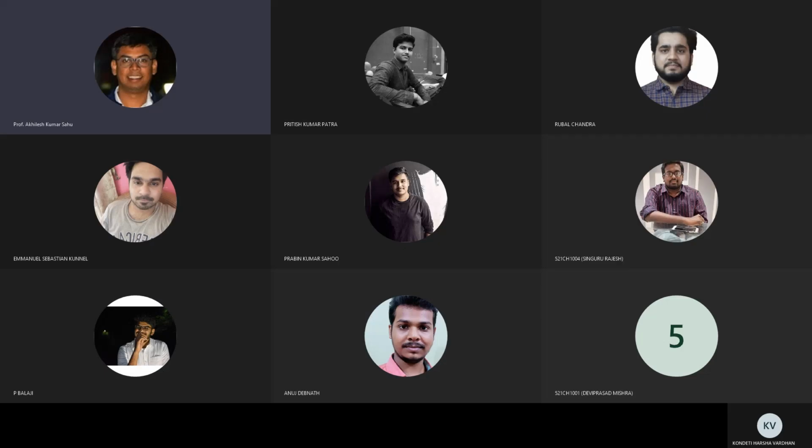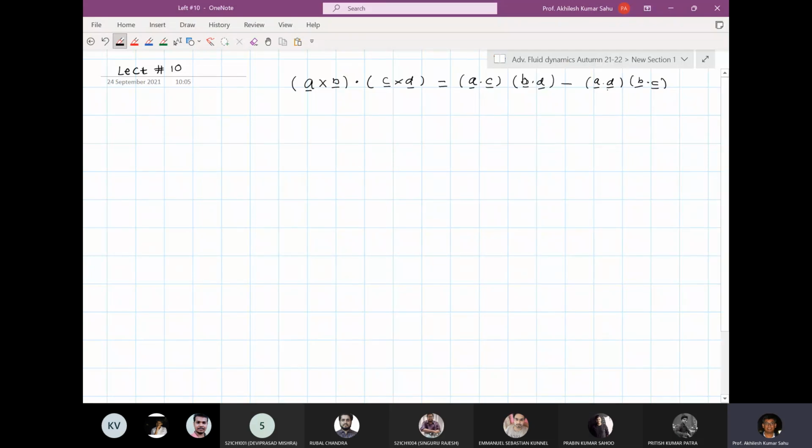Okay, so you have to verify this using the index notation. Can you guys work on this? Let's say you write the index notation for the left hand side and then try to get back the right hand side.